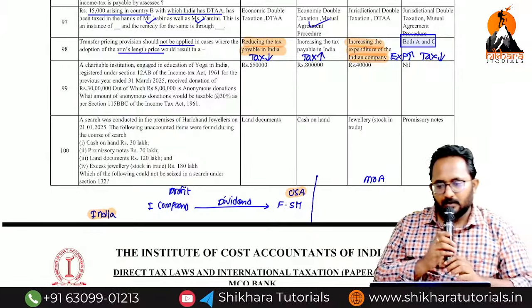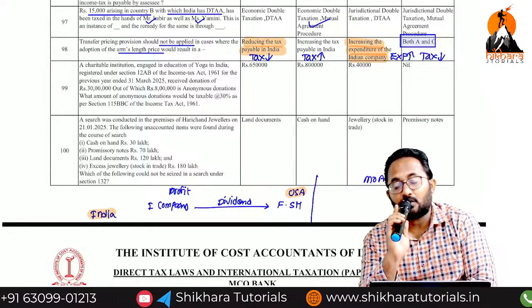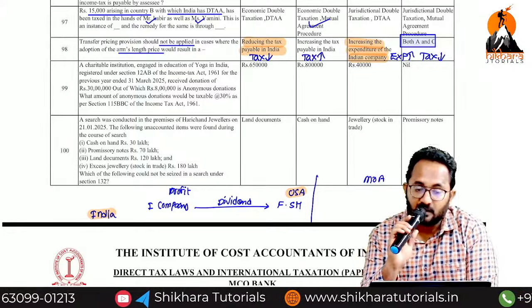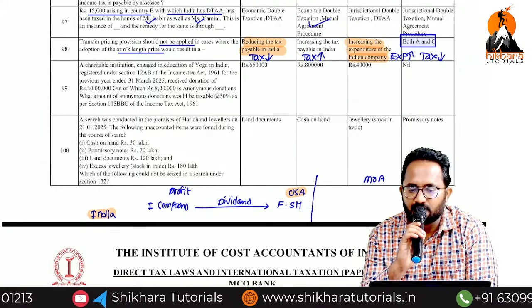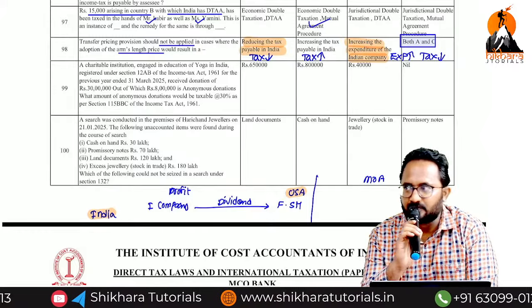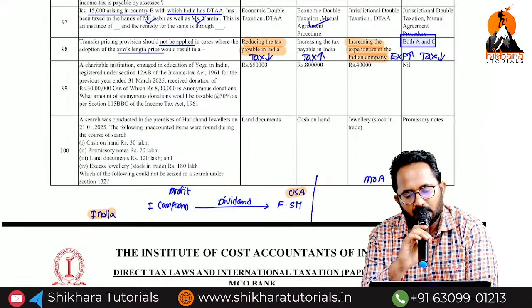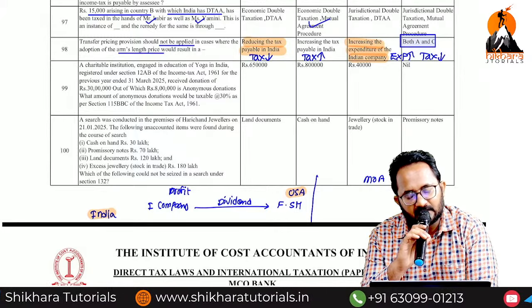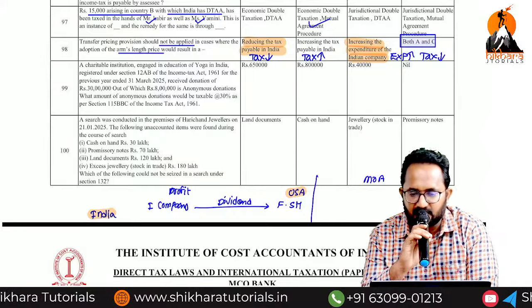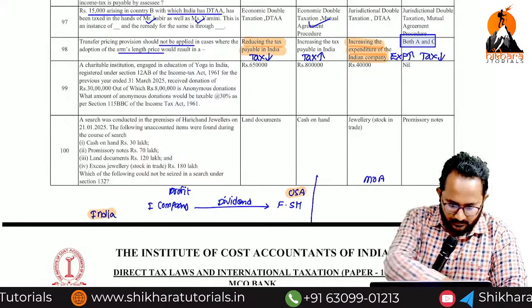Because of the arm's length price, if tax increased or total income increased, then only we can apply the ALP and the transfer pricing provision. In the first option, tax reduced, we can't apply ALP. Second, yes, tax increased, no problem. Third one, expenditure increased. If expenditure increases, income will decrease and tax also will decrease. Next.